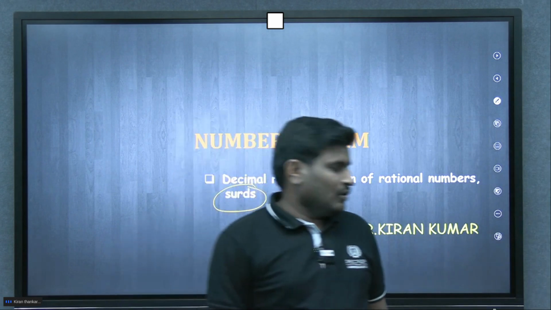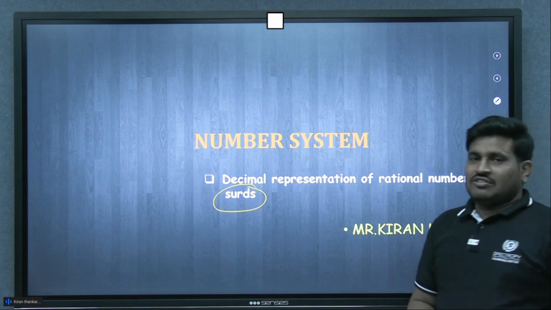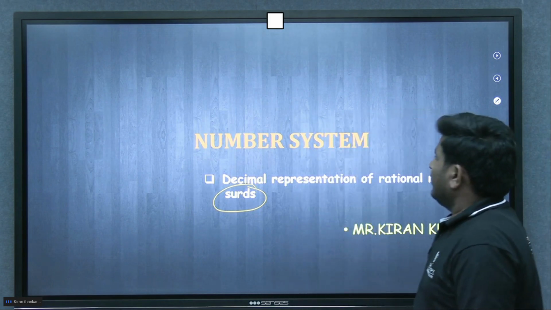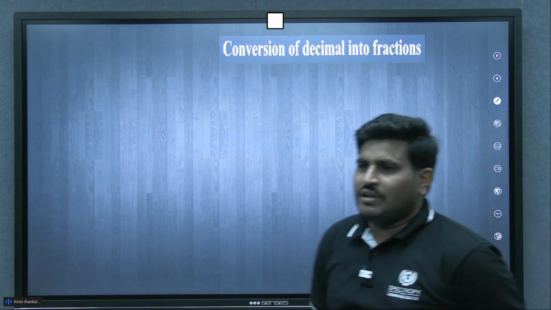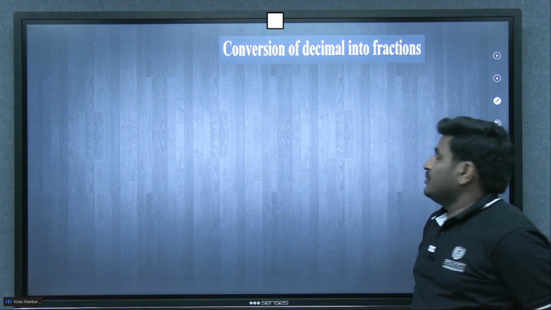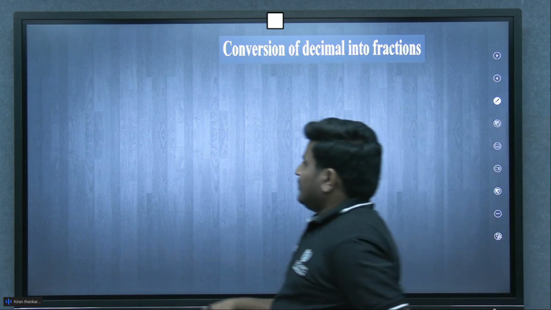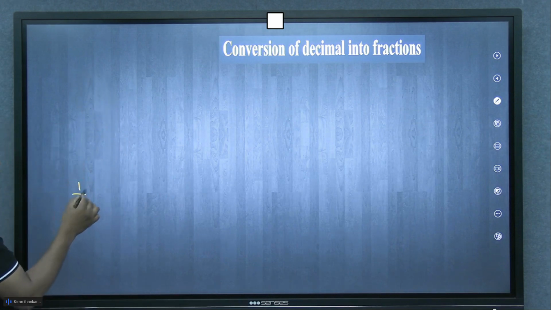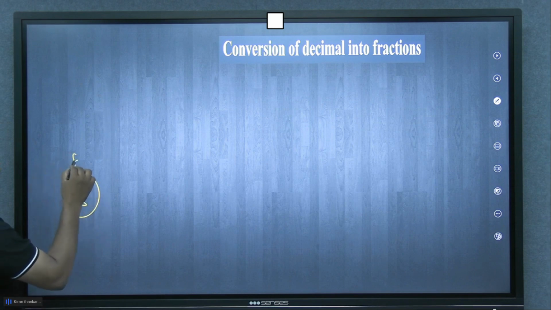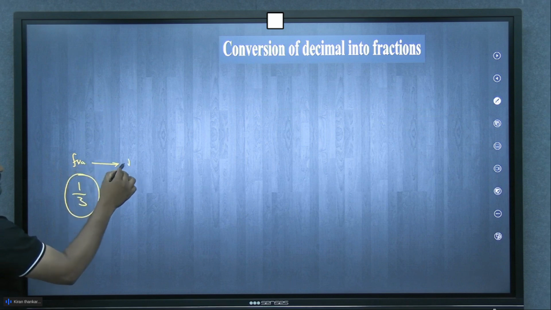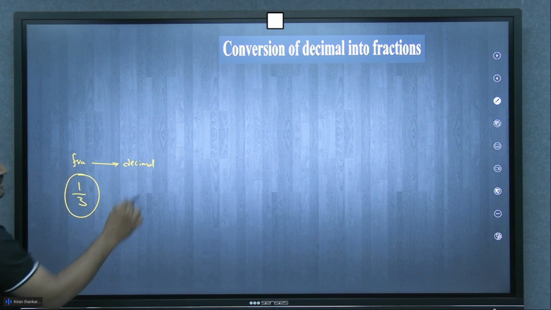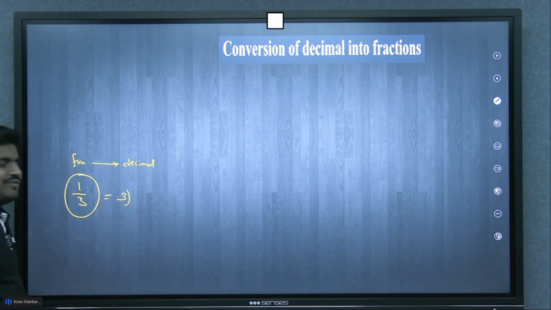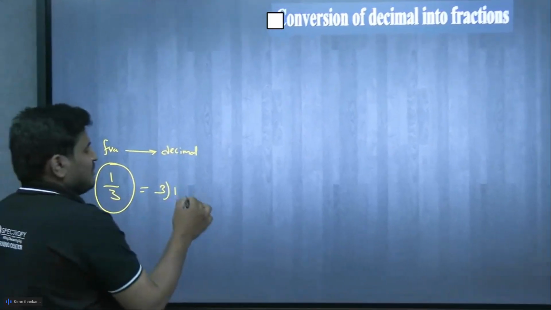See here. Coming to the decimals concept, yesterday we gave the introduction of the decimals. Coming to the conversion of decimal into fractions, for example, take the fraction 1/3. So it is in fractions, and the fraction is converted into a decimal number. Yes, it is easy. So now let's see 1/3.